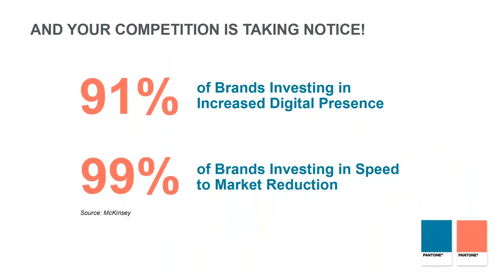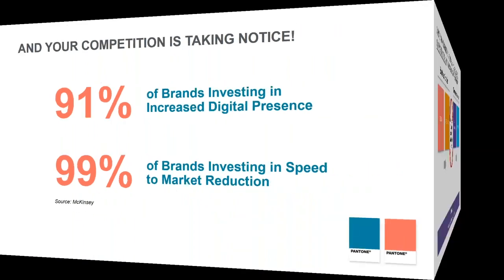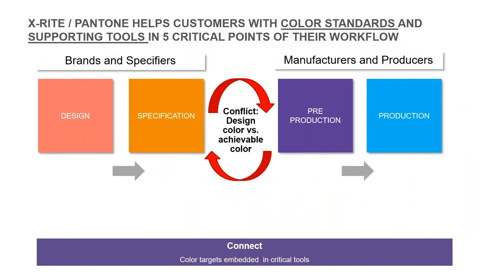So everybody knows this, and 91% of brands are investing in an increased digital presence. You can buy groceries online now. And just about everybody is investing in speed to market reduction. So there are 5 places where X-Rite and Pantone can kind of smooth over any kind of miscommunication.